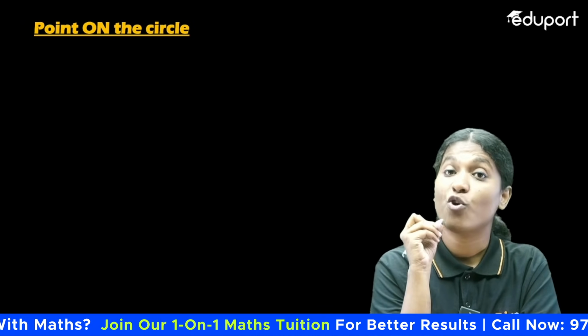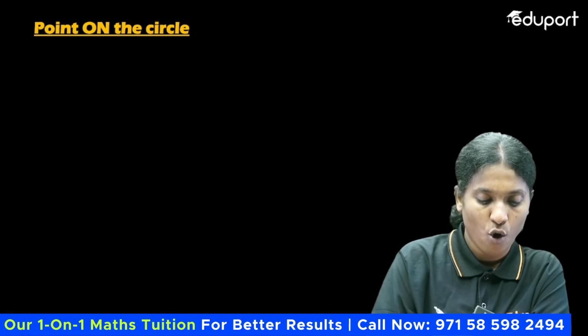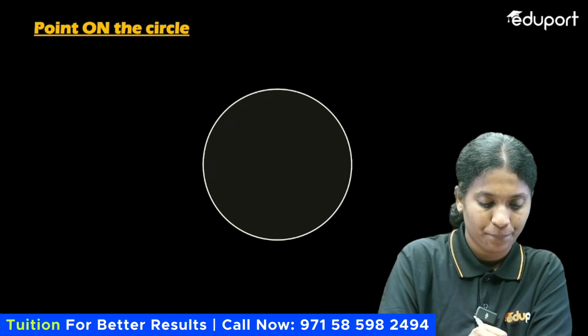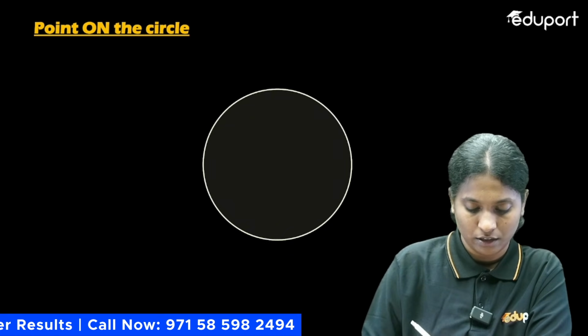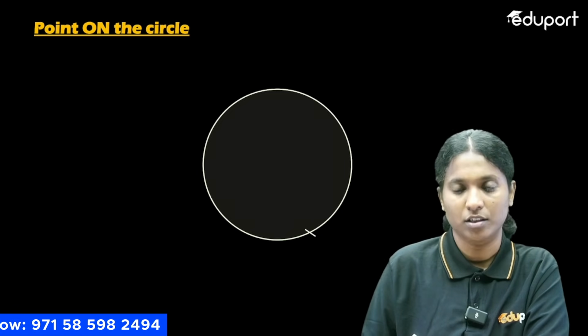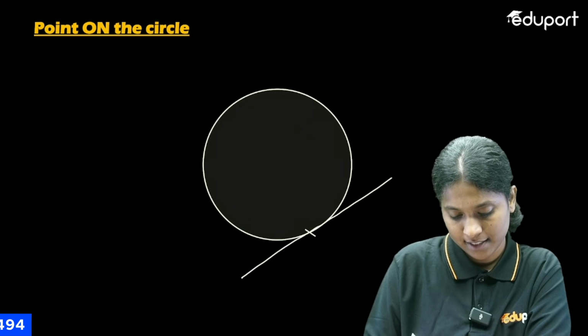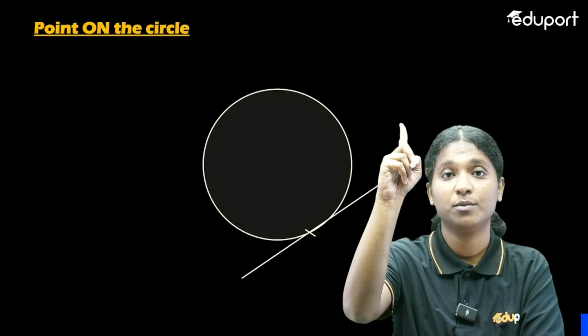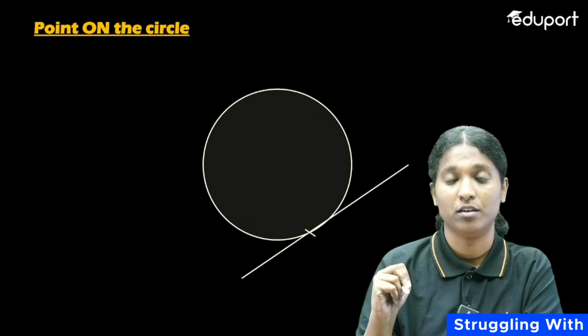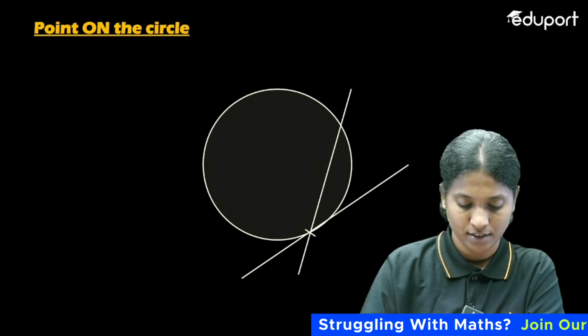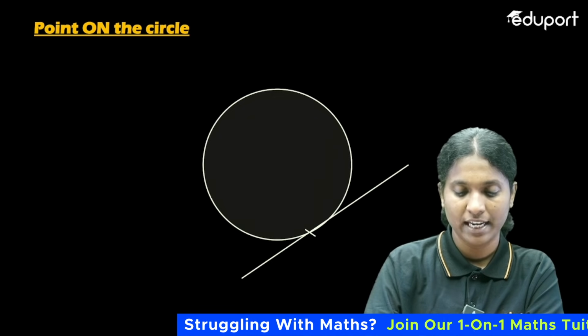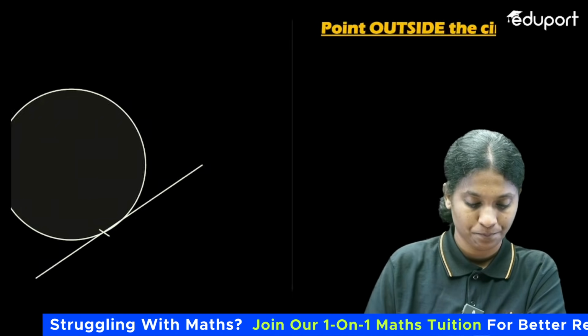Now, point on the circle. So, this is a point on the circle. And how many tangents are possible? Only one tangent is possible. You can't make another tangent. We already discussed it. So, only one tangent is possible.